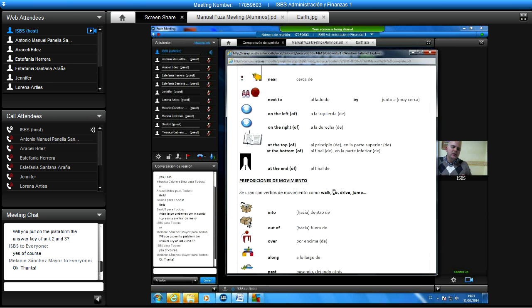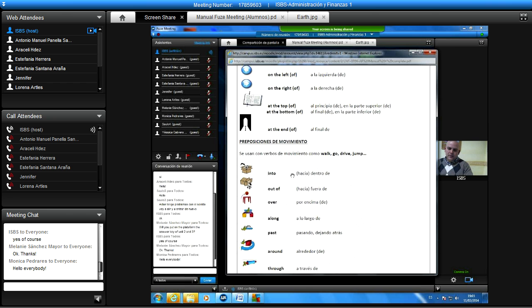Or, for example, if you say the ball is into the box, no, but into is movement, so it cannot be combined with be. You see what I mean? You can say inside, okay? So you can say something like, the ball is inside the box, and that's like permanence. It's not action, it's not movement.